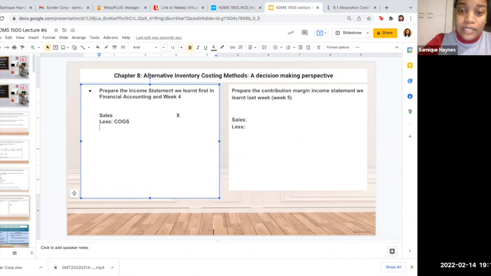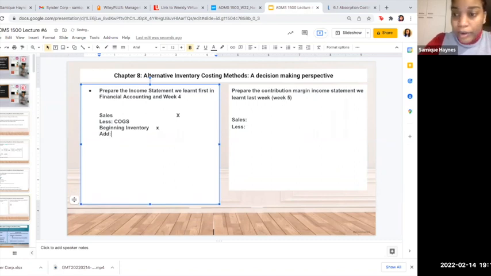Cost of goods sold is equal to beginning inventory. Thank you, Ciara. And then we add purchases, but now we've learned about cost of goods manufactured in a manufacturing company. Yep.